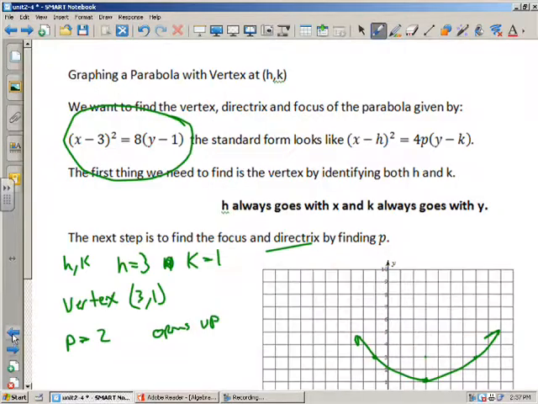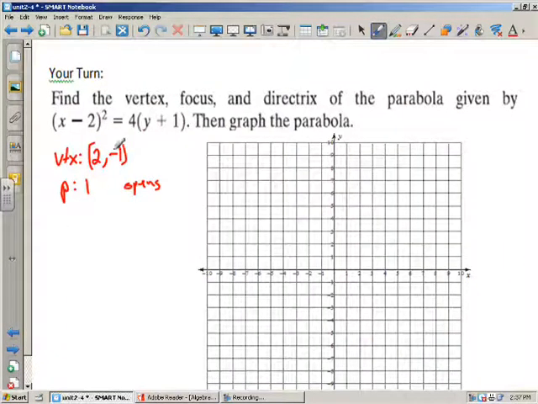Did I do that right on that last problem? Yeah, okay. It opens up. I've got an x squared. That would mean either up or down. P is positive. Opens up. So all I've got to do is plot my vertex. That's at 2, -1. P is 1, so right there. Now I go a distance of 1 to my focus. Go 2p here, 2p here, and draw it. And since my focus was a distance of 1 from the vertex, my directrix is a distance of -1 from the vertex.